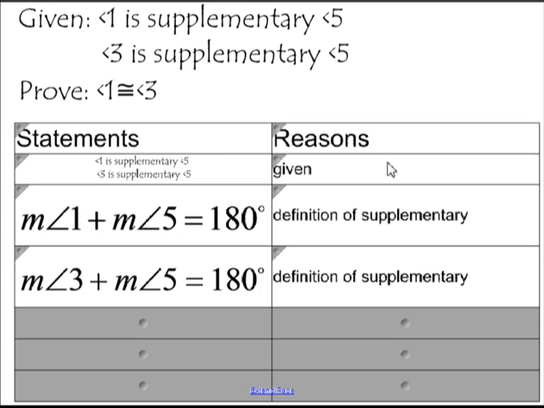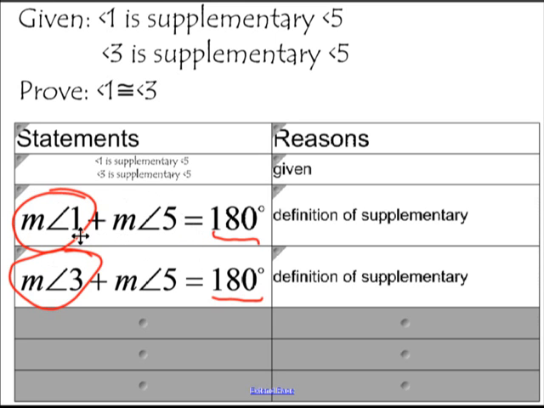So now I've stated the given, and I've stated what I can deduce from it. Now is where you take a step back and say, all right, I'm trying to get angle 1 and angle 3 together somehow. I have an equation here that's got angle 1 in it, and another equation that's got angle 3 in it. How can I connect them together? Oh wait, they both equal 180. So since they both equal 180, I can use the transitive property to link those two things together.